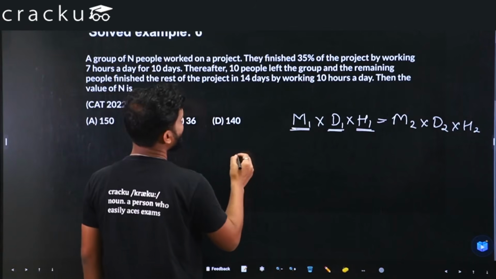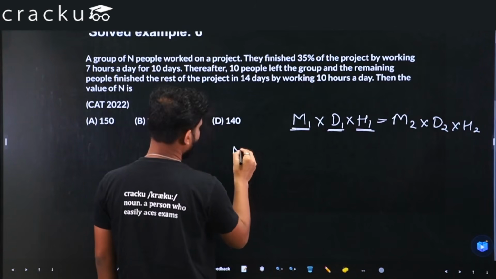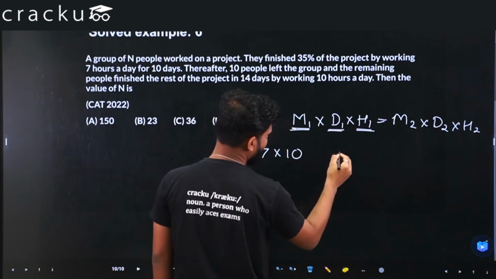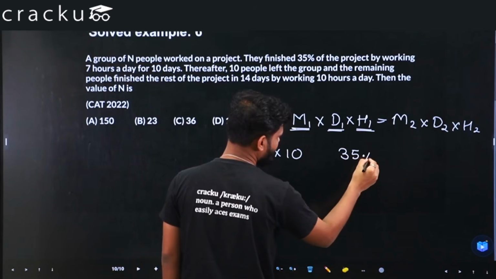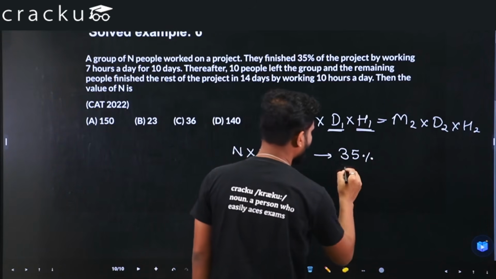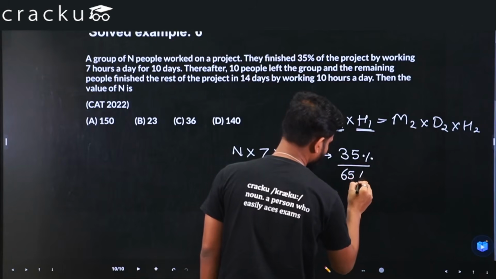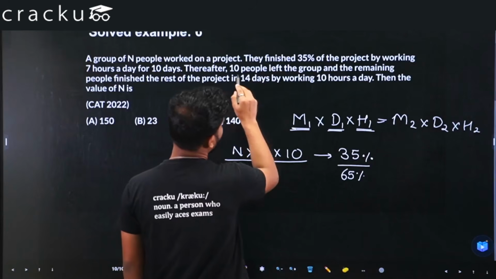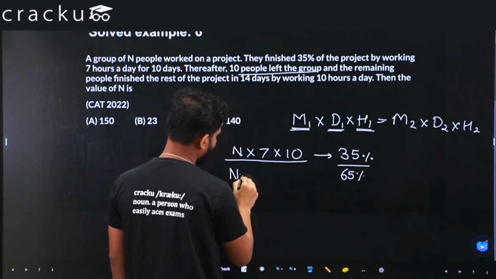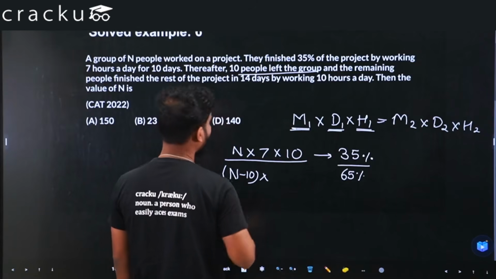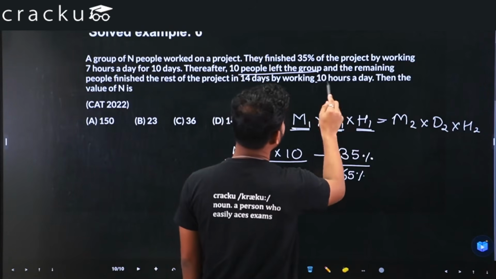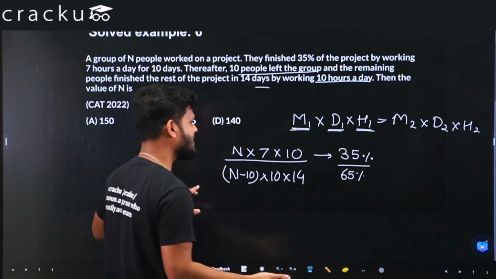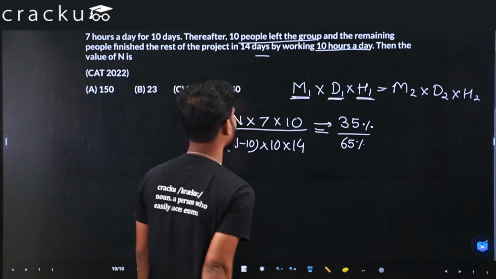Now what we have given: n people worked for 7 hours for 10 days and completed 35% of the work. What is the remaining work? Remaining work is nothing but 65%. So I can divide this here, and how many people are left now? 10 people left the group, so n minus 10 are remaining. Into, we have 10 hours per day for 14 days. Just equate these two things. If you equate these two ratios, what will you get?